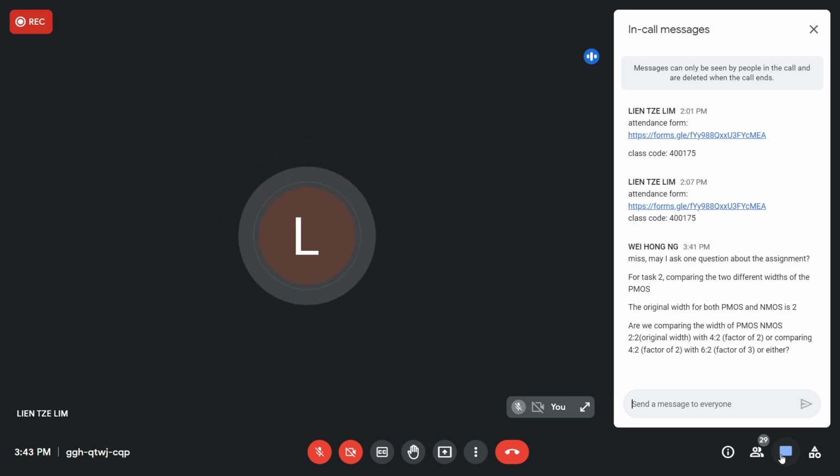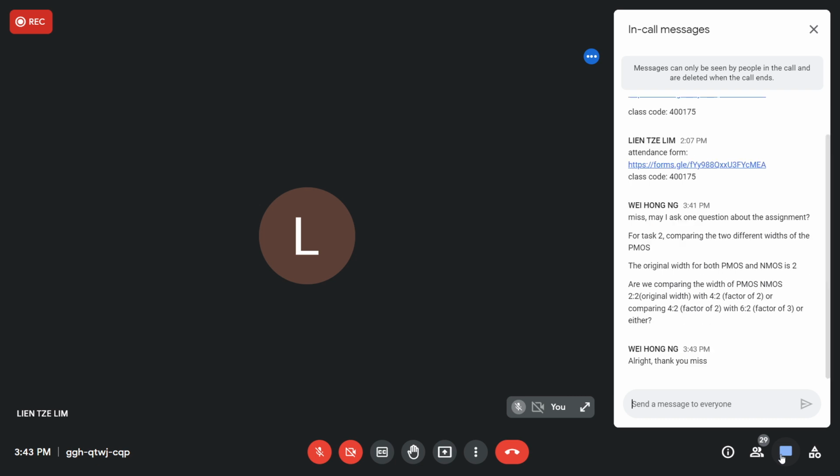The comparison should be made on 4:2 and 6:2. I want you all to investigate two different widths for PMOS and NMOS. Normally the PMOS width will be larger than the NMOS by a factor of 2 to 3. There is a reason behind that, which some of you know. I want you to investigate by making the width with different factors and see what the effect is on the output.